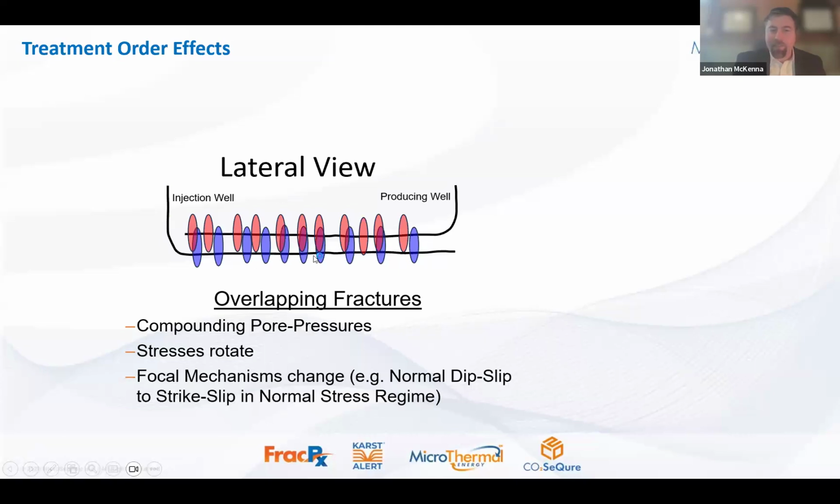If you inject and zipper frac these together, you'd be having areas where you have overlapping fractures, you have compounding pore pressures, you'll have stresses rotating in between them, and you'll get some fractures that are separated by where you're injecting and going back and forth and creating these fractures. And there'll be some separation from these fractures.